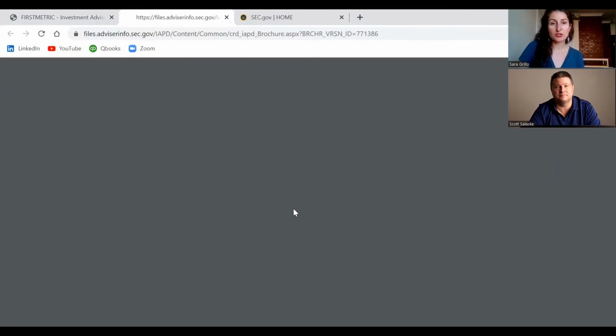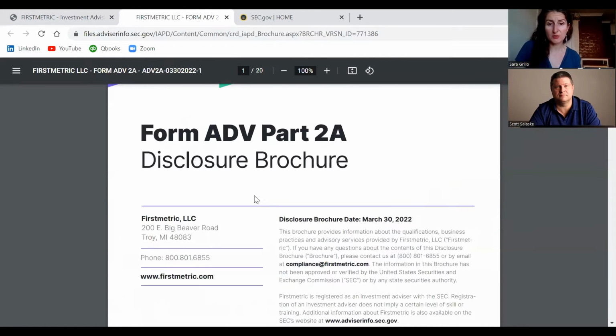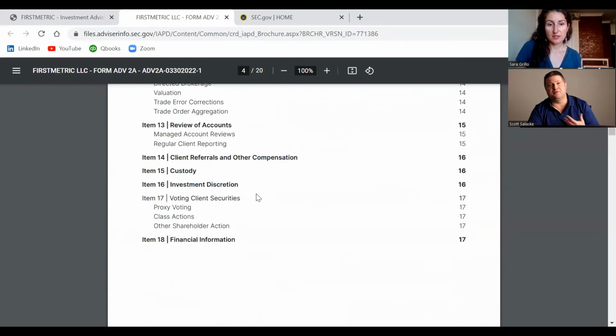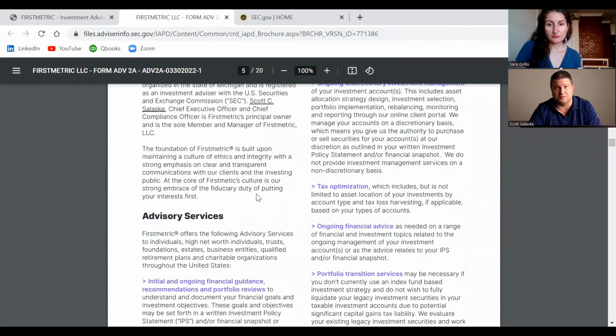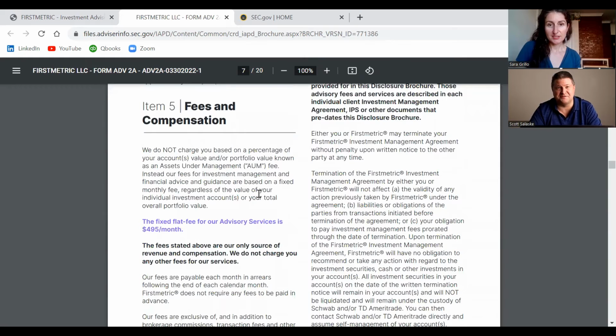Now, the part 2 brochure that you can click from the IAPD. You type in the person's name, go to their current registration, the firm comes up, Firstmetric here, Scott's firm, part 2 brochure. The brochure is the one you want to look at. So what's important to look at here? Yeah, me personally, the very first thing I do if I was looking at an ADV brochure is go right to item number 5, which corresponds to what you were just talking about with the application, which is advisor fees and compensation.